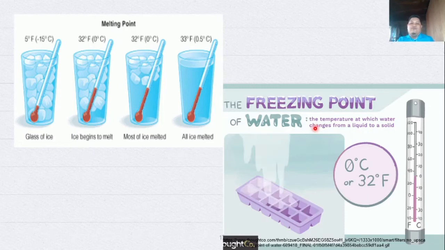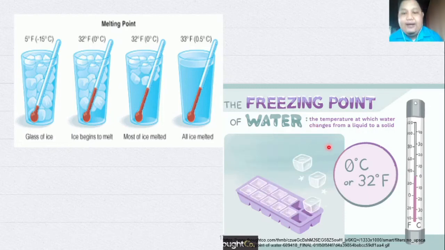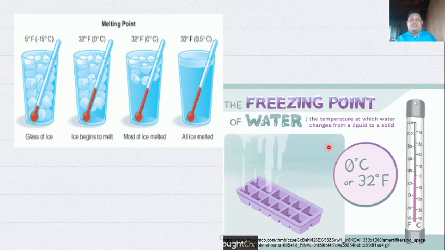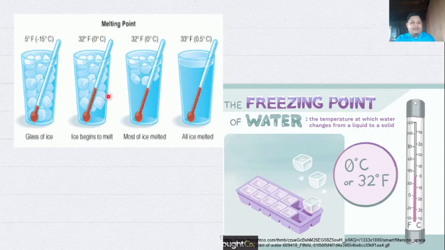And when we talk about freezing point, that is the temperature at which the substance changes from liquid to solid. So, unlike melting point, this time the liquid will become solid. And we are going to measure its freezing point, that particular temperature.